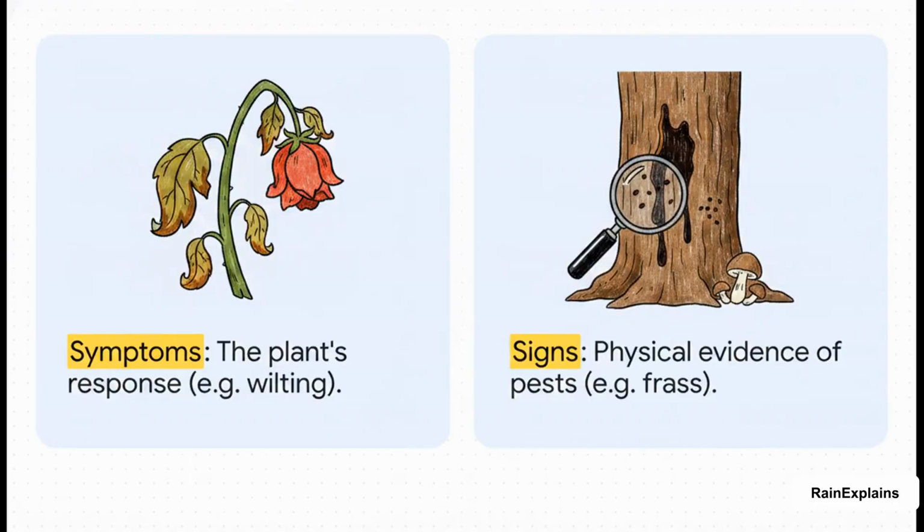On the right, we have signs. Now, this is the actual physical trace of a pest or pathogen. Think insect frass, oozing sap, or maybe mushrooms growing on a trunk. The smoking gun, basically. If you only look at the symptoms, you might completely miss the real cause.